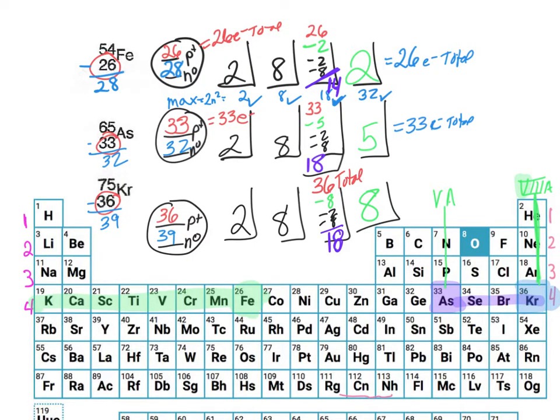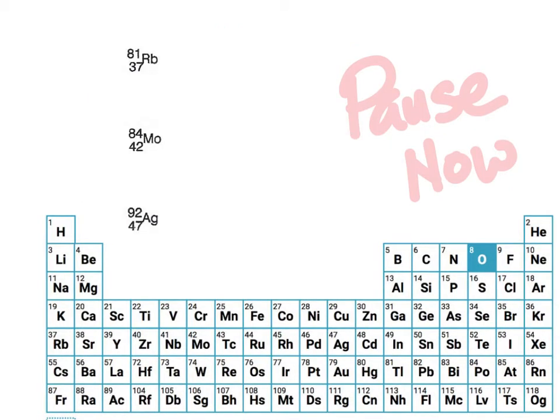And so we see that we have our total of 36 electrons by adding 2 plus 8 plus 18 plus the 8 valence electrons, and that gives us a total of 36 electrons. So we know that we have everything correct because nothing is over the maximum, and we have the correct number of electrons total, in this case 36. That's it for krypton 75. We have a few more to try. Okay, pause the video while you try these 3.